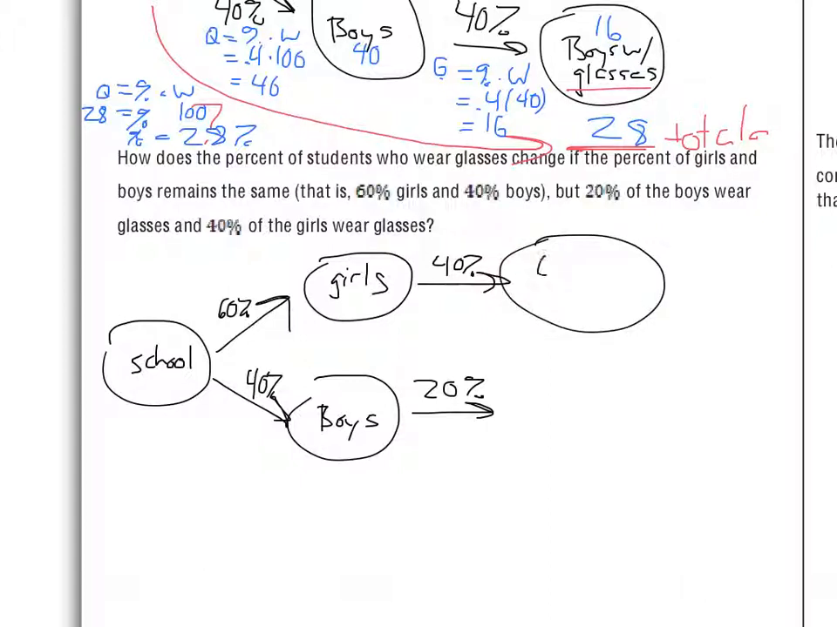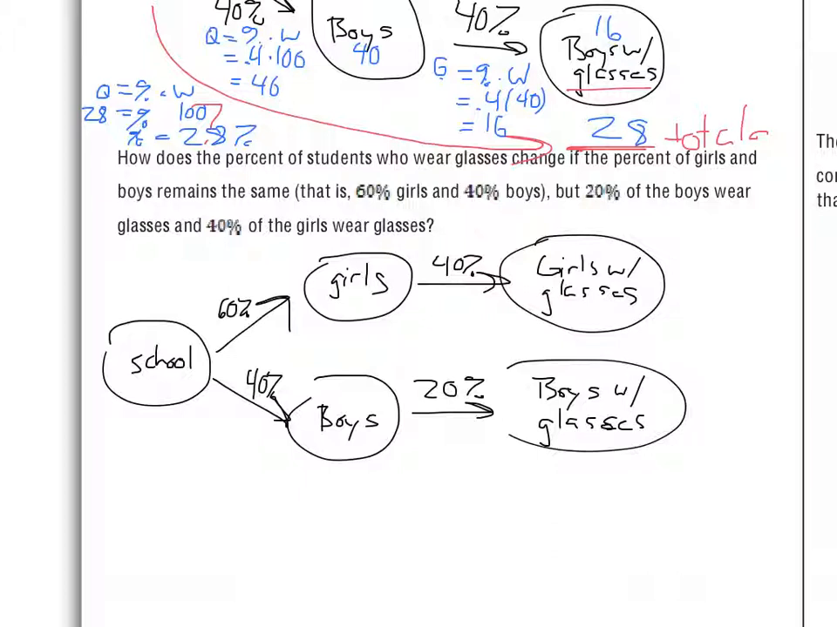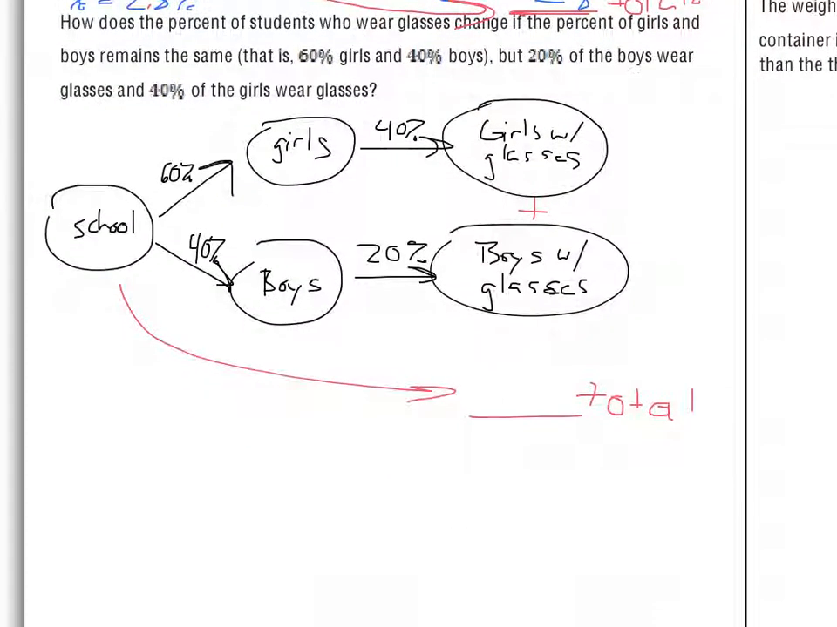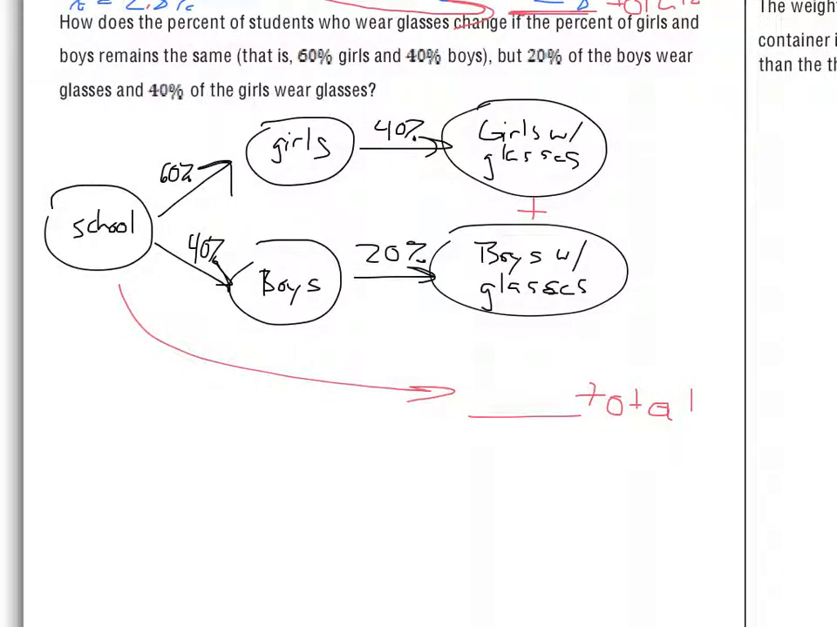So we have girls with glasses, boys with glasses, and we need to find the total number of students with glasses in this particular problem. And again, looking for that as a percent of the school. So this is not going to change. This is still going to be 40 boys and 60 girls.